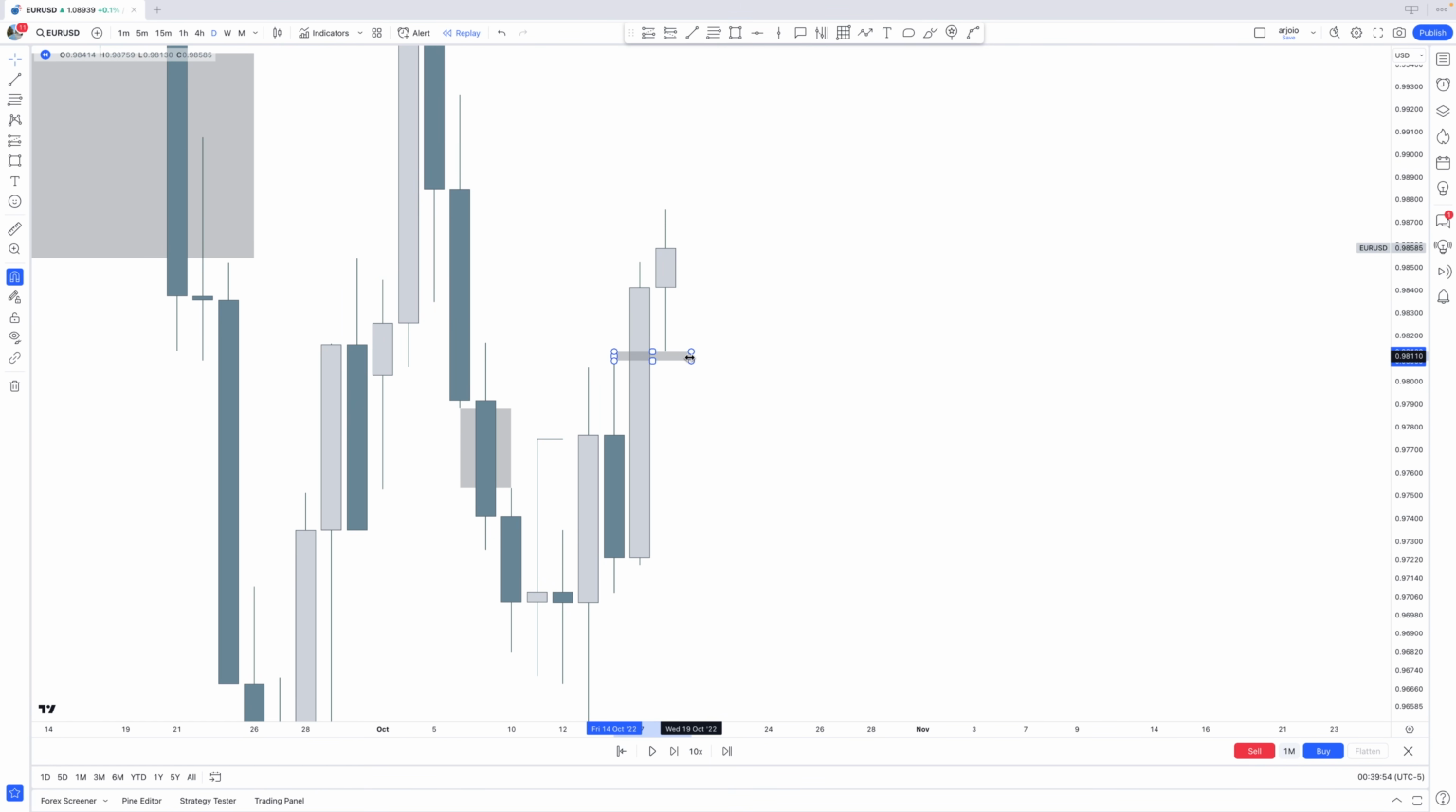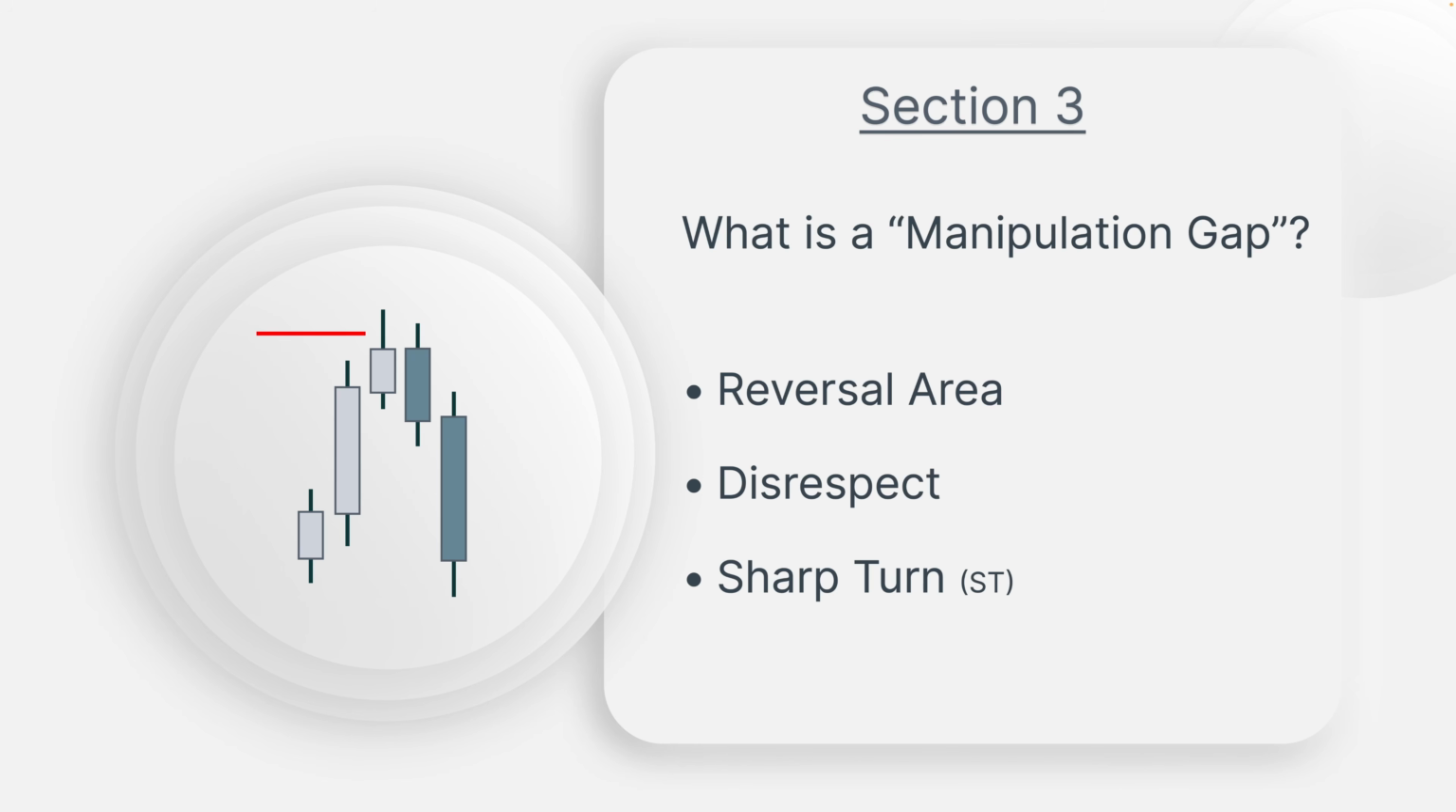We have this fair value gap, and we of course have the order block sitting right there as well. Which order blocks are the strongest is exactly what we are going to go over in next videos as well. All right, so we have a great understanding of the mitigated gap and the manipulation gap. Those gaps are the weakest kind of fair value gaps out there.